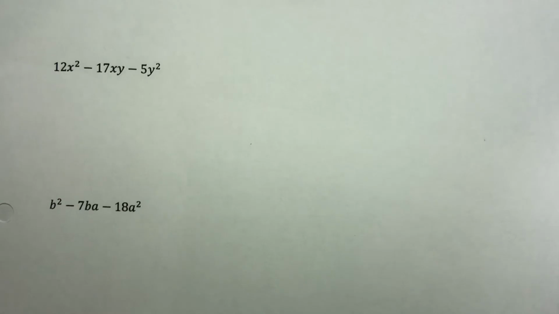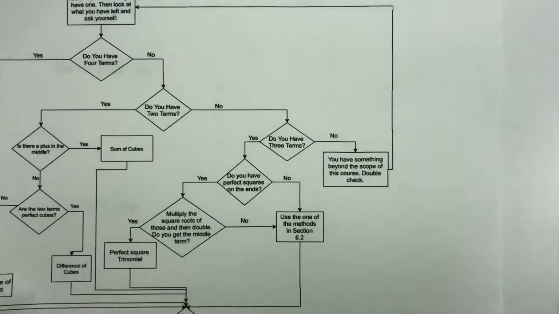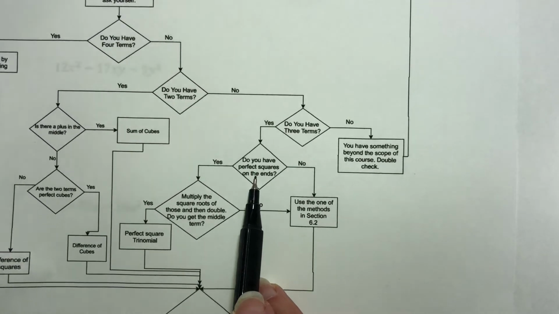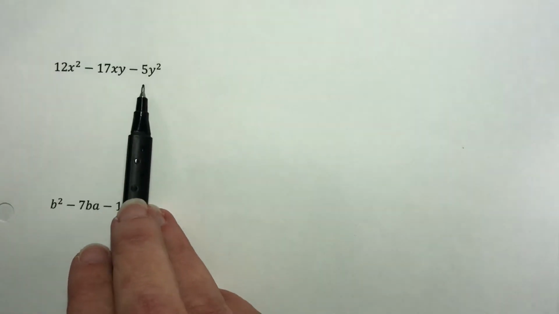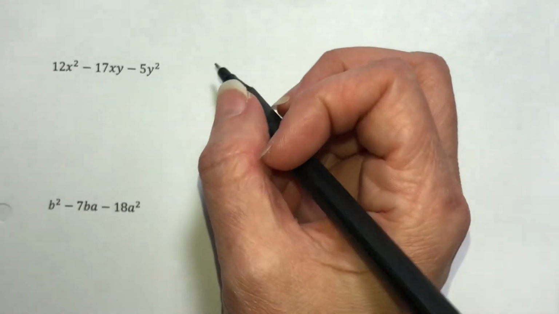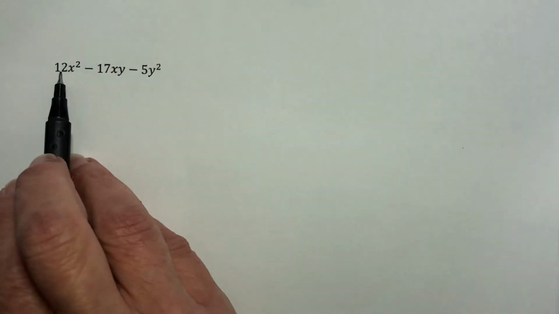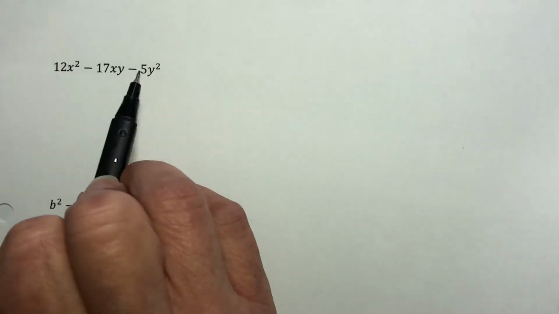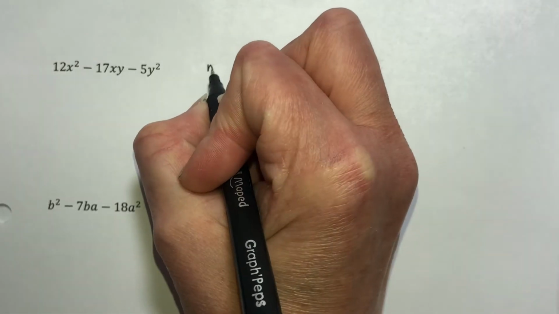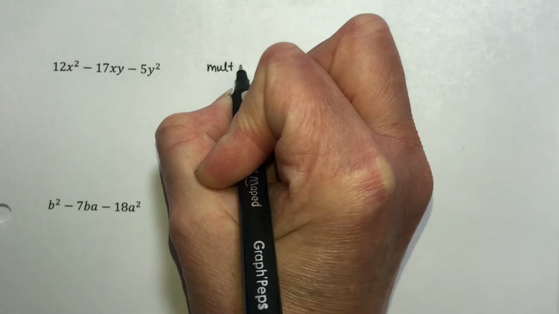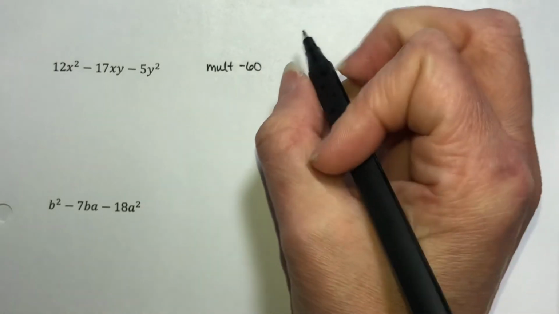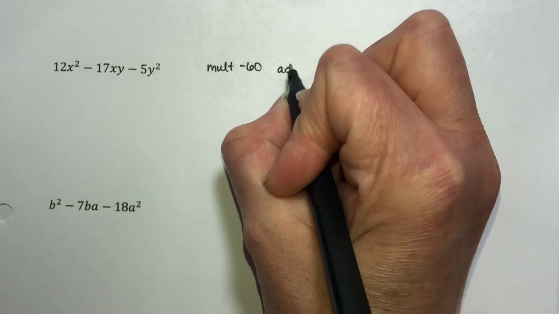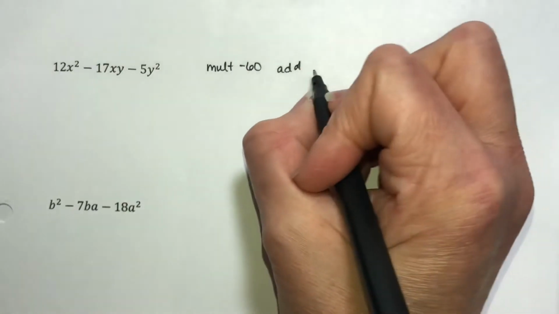Okay, so no GCF. I have three terms. Do we have squares on the ends? No. Okay, so that means we have to go back and do what we did in 6.2. Since there's a number in front of my square term here, I need to multiply these two things together. So I'm looking for two numbers that multiply to a negative 60 and add to a negative 17.